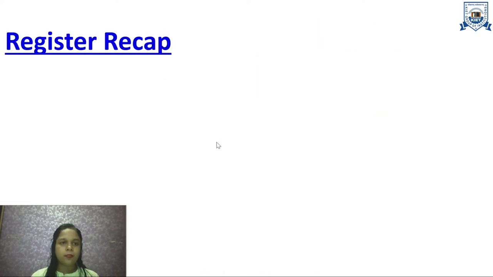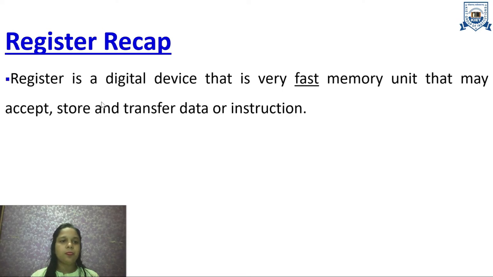My name is Himanshi Chaudhary, Department of Computer Science and Engineering. Let's get started. In the previous video we studied about registers. So let's recap. What is a register? A register is a digital device, a very fast memory unit that may accept, store and transfer data or instruction. It means a register is a digital device, so it can store zeros and ones. It is very fast. It is a memory unit and it can accept, store and transfer the data or instruction. It is made of flip-flops.